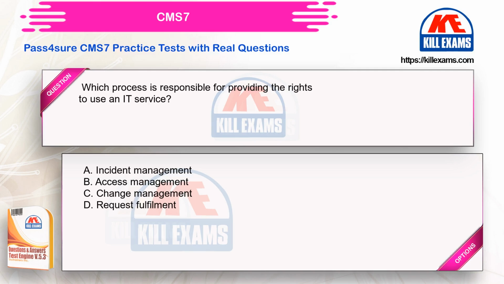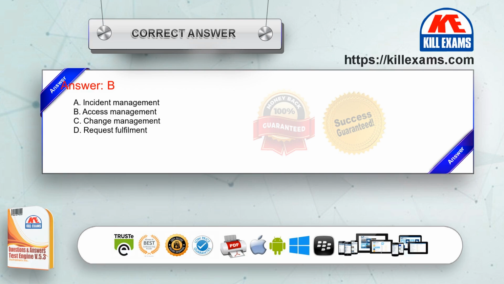Which process is responsible for providing the rights to use an IT service? Option A. Incident management. Option B. Access management. Option C. Change management. Option D. Request fulfillment. The correct answer is option B.